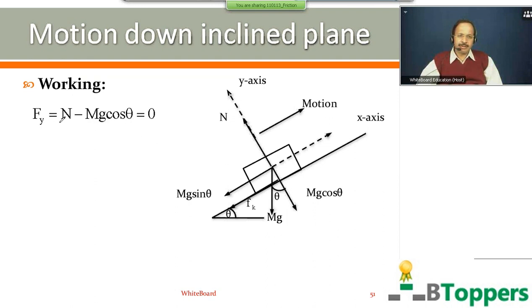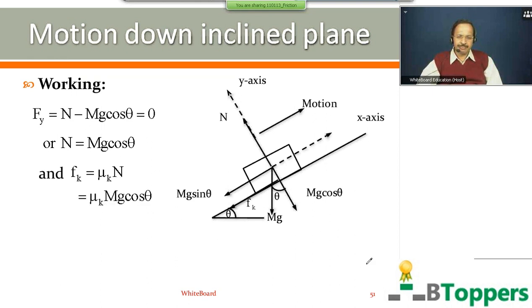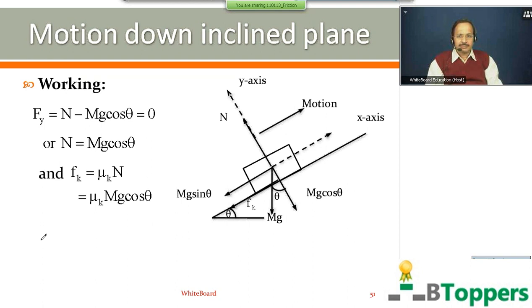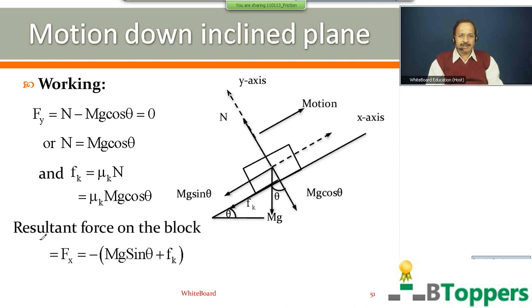So y component of the resultant force is given by Fy equal to N minus mg cos theta, that is 0, or N equal mg cos theta. And magnitude of kinetic friction on the block is given by mu k into N, or mu k into mg cos theta. So the resultant force on the block can be written as Fx, that means x component of the resultant force. Here y component of the resultant force Fy is 0. Therefore, the resultant force on the block equals Fx, the component along x-axis.